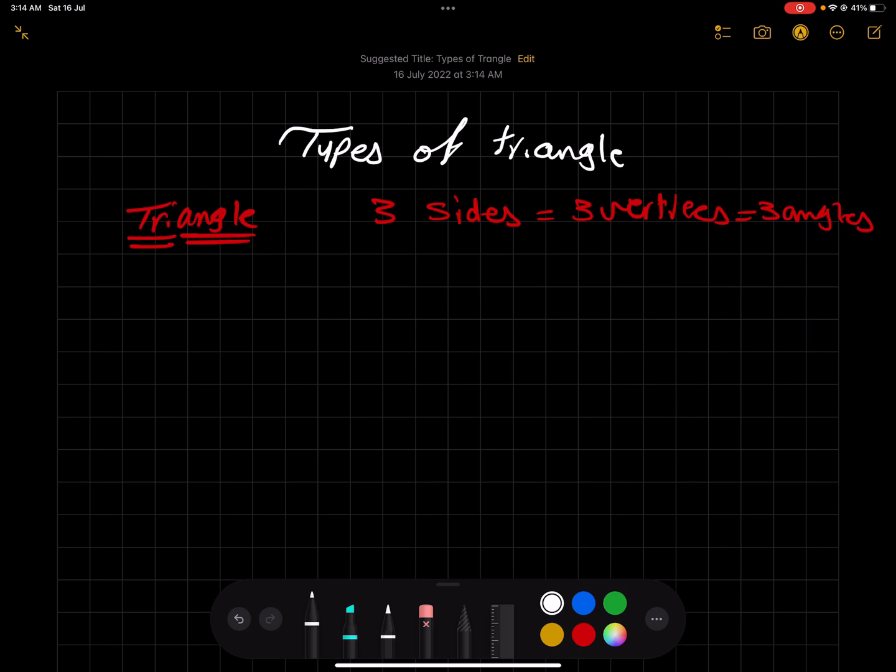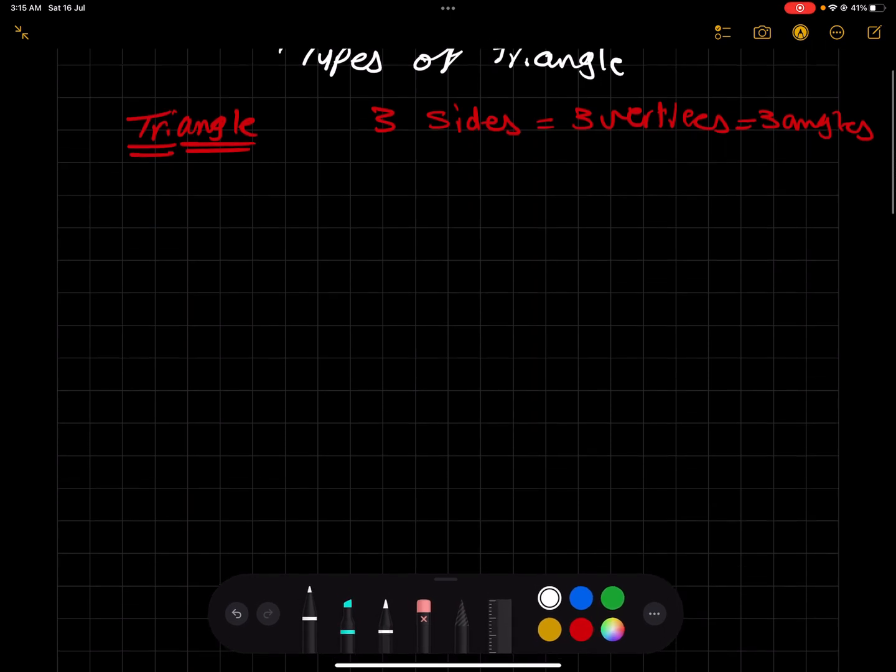And as you know, the number of angles is always equal to the number of vertices, equal to the number of sides. So let's get started with the classification of the triangle. We have two classifications, and you can classify the triangle in two ways. The first way is according to their angles.